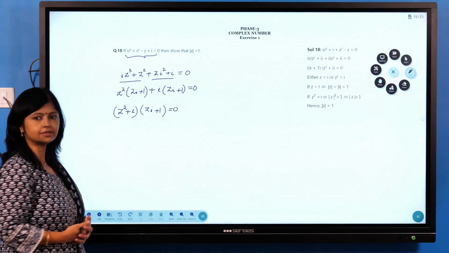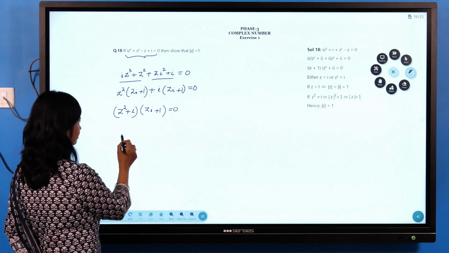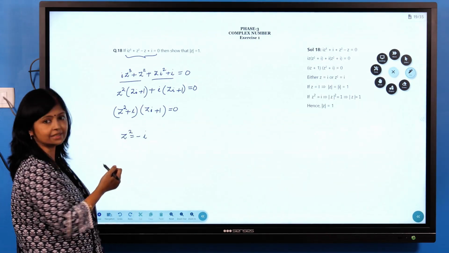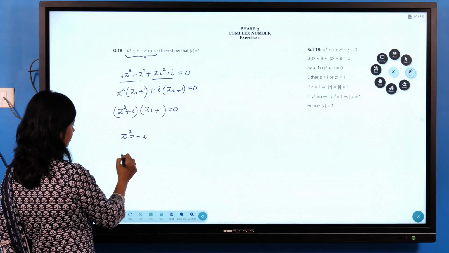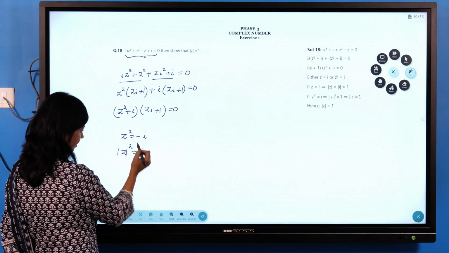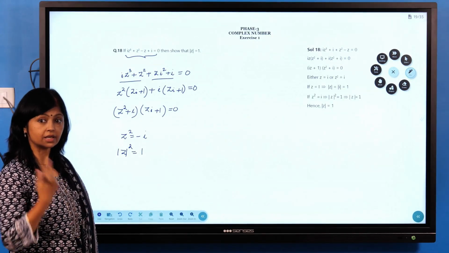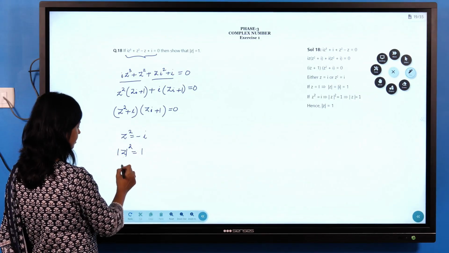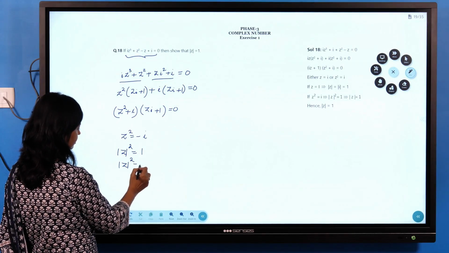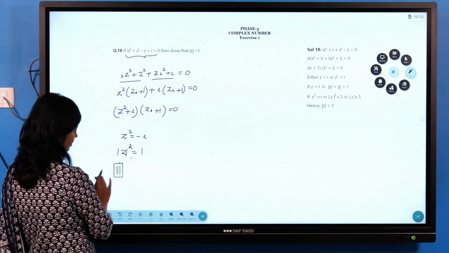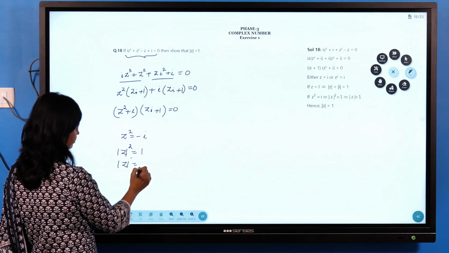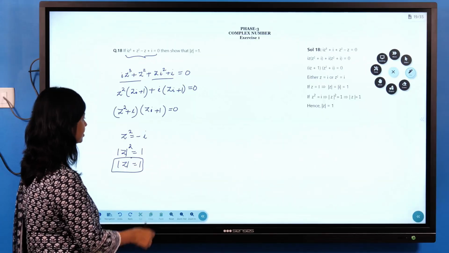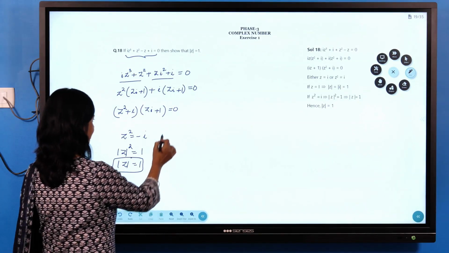Now, if the product of two factors is 0, that means Z squared must be equal to minus i. So now we can take mod both sides. Mod of minus i is 1, since mod is just the square root of x squared plus y squared, which is 1. So mod Z is the square root of 1, which is 1. Square root of 1 is only 1 because this is a real number.